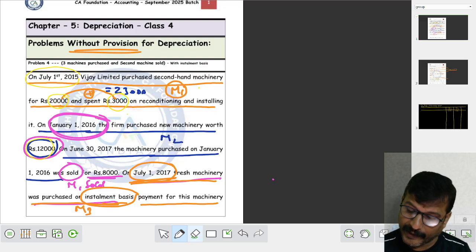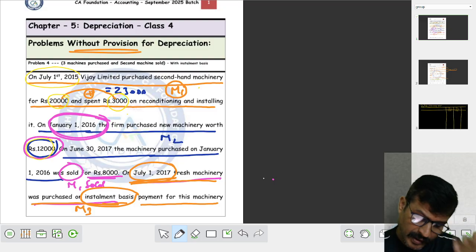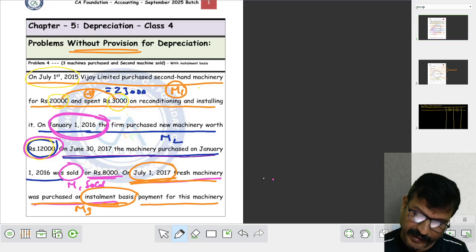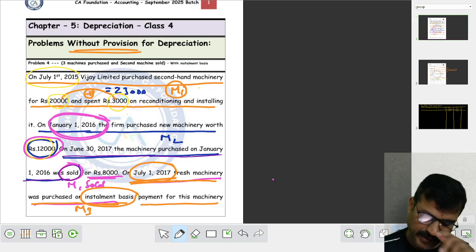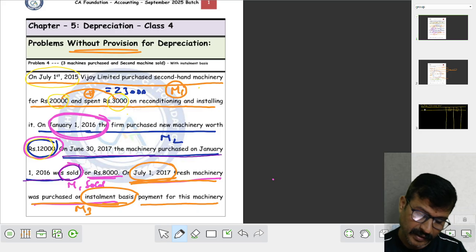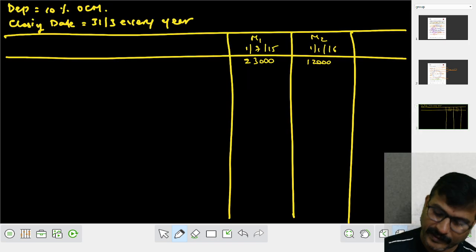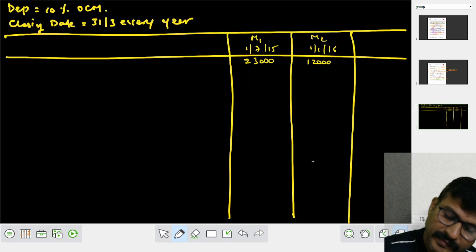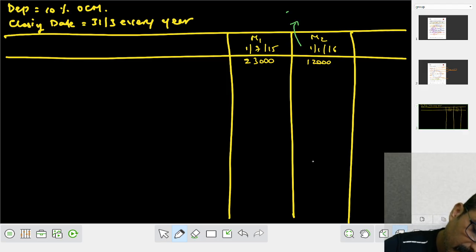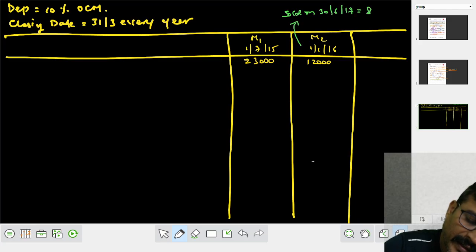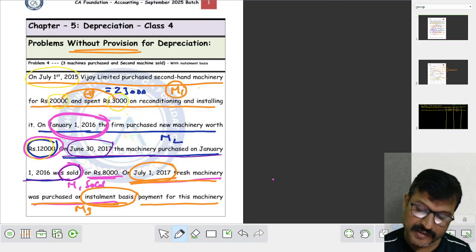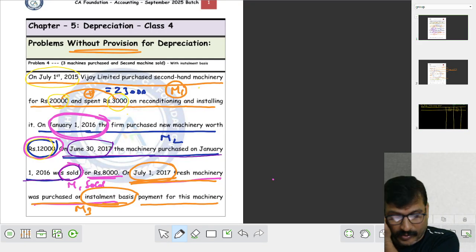Fine. What happened in the next stage? On 30th June 2017, the machinery purchased on January 16 is sold. Which machine is sold? M2 is sold. On what date? On 30th June 2017, for an amount of rupees 8,000.